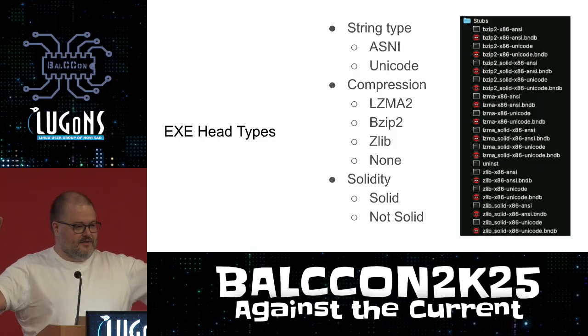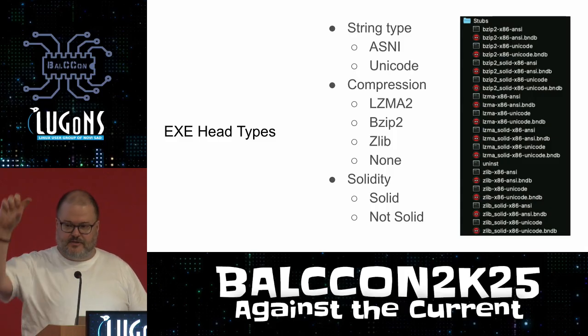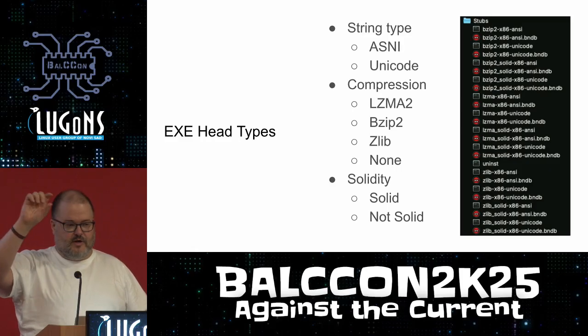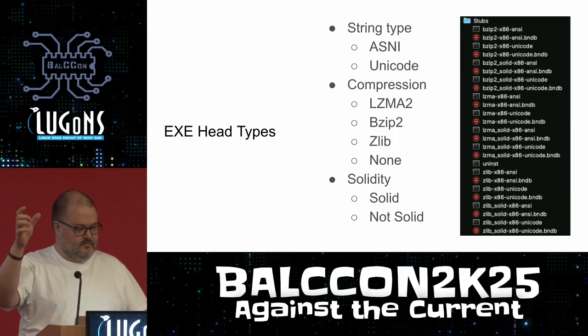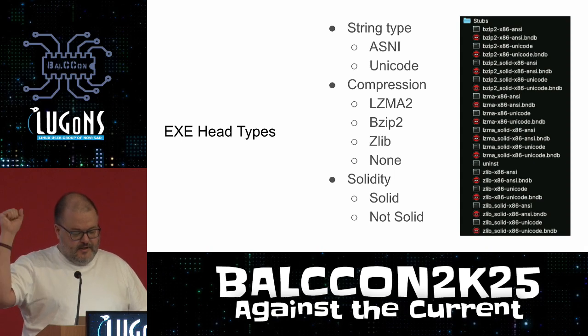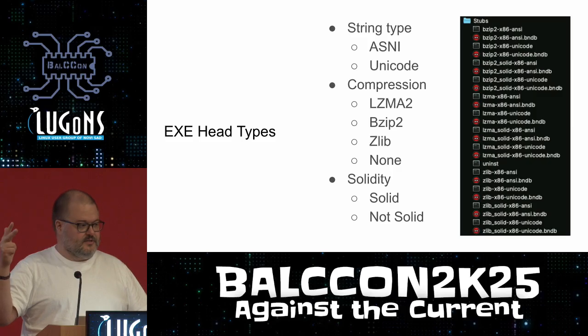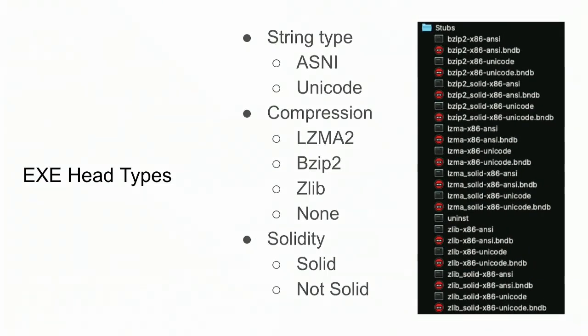So beyond those flavors that I talked about earlier, you can also have the string type, so ANSI, which is like 1 byte, used to keep one character in the string, and then Unicode, which is a multi-byte string encoding format. And then we can have all of these different types of compression: LZMA2, bzip2, zlib, or no compression. No compression is actually handled by the zlib exe head. There's an execution pathway in there.